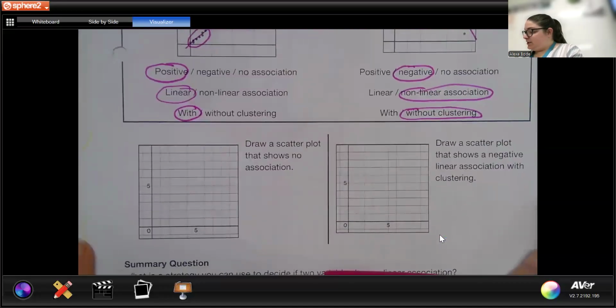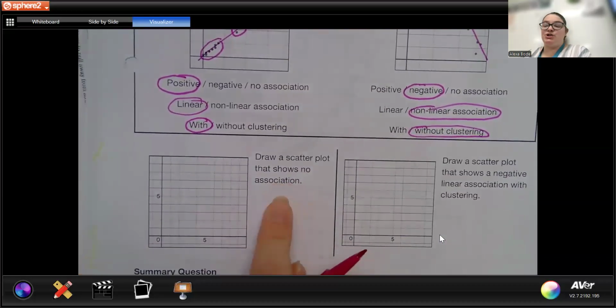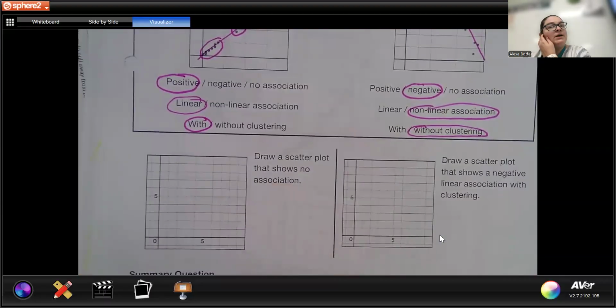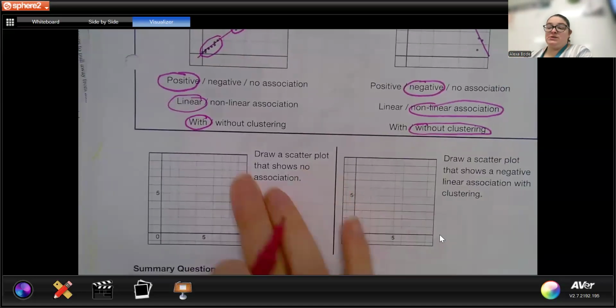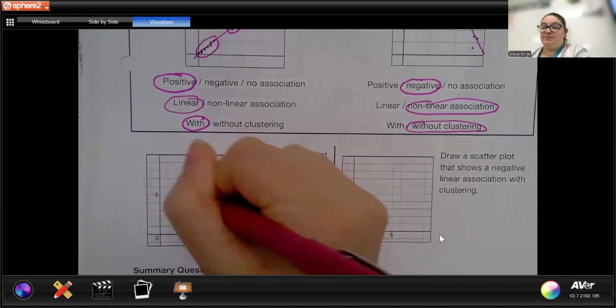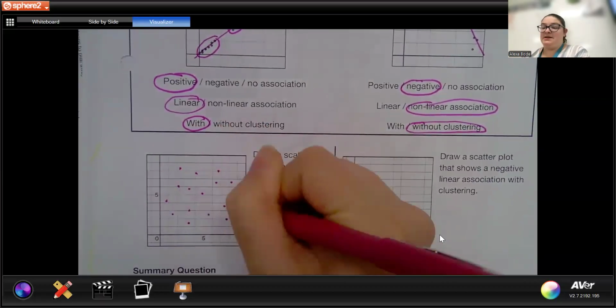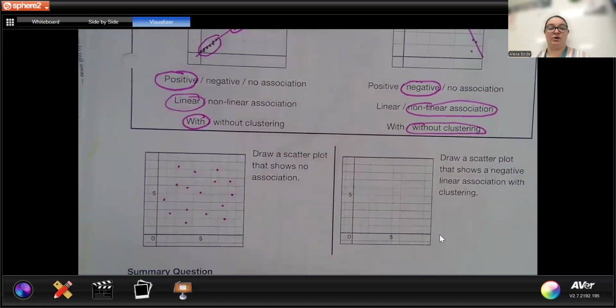Okay, so down here it says to draw a scatter plot that shows no association. So no association is like our one yesterday or today where we had points that showed the number of letters in somebody's name and how tall they are. That didn't have association, so they could go all over the place. So this one says to just draw a scatter plot with no association. So I'm just going to put points on here. There's no association. It's not positive or negative. It's just scattered all over the place.